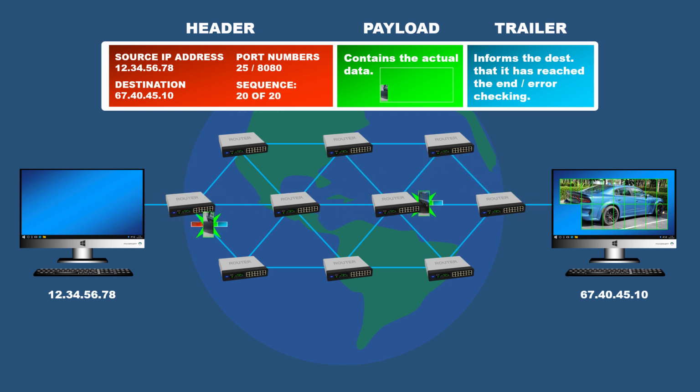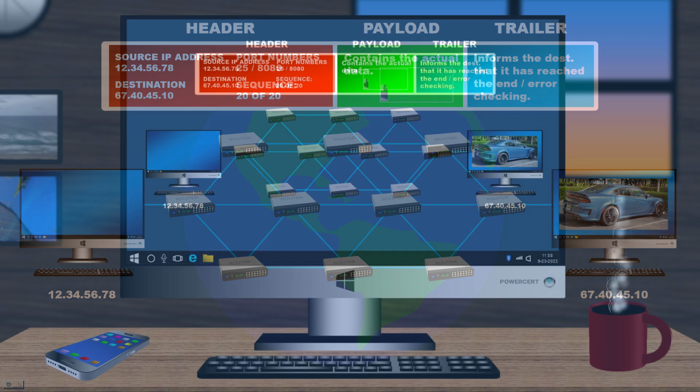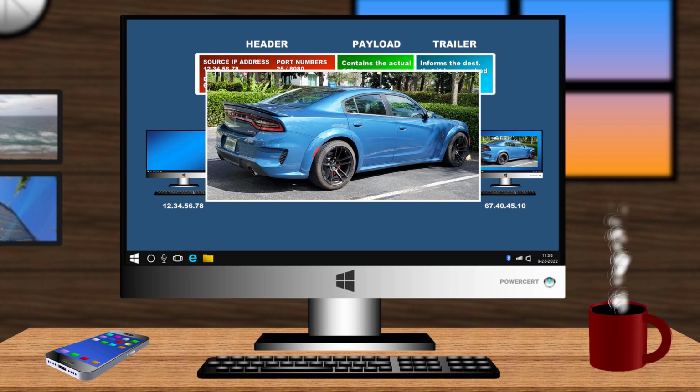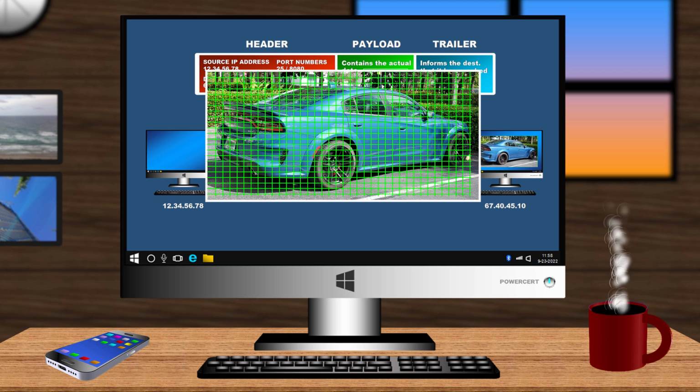Now, keep in mind, in this demonstration, this photo is broken down using 20 data packets, and I'm doing that just to demonstrate how this works. But realistically, a typical photo would be broken down into hundreds or even thousands of data packets, depending on the size of the photo. So, in a nutshell, this is how data packets work.